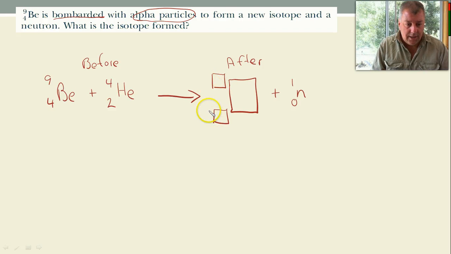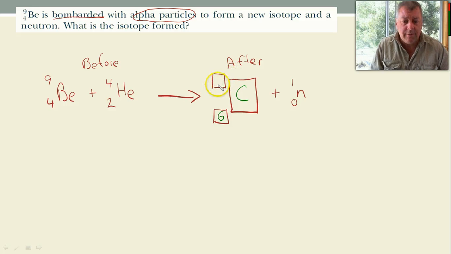Alright, so let's see, 4 plus 2 equals 6, something plus 0 equals 6, so that's going to be 6. Now I do remember that element 6 is carbon, but you've got a periodic table, you don't have to memorize that. This side, 9 plus 4 equals 13, 13, something plus 1, so that's going to be 12. So this isotope is carbon 12. That's your answer.